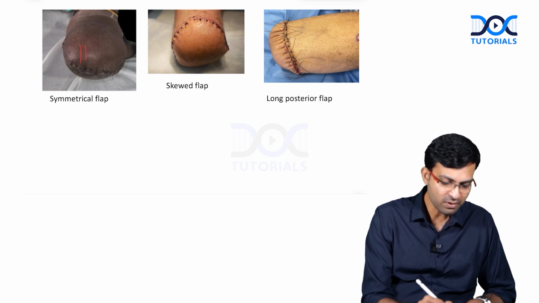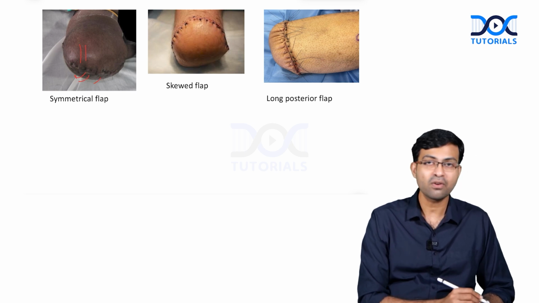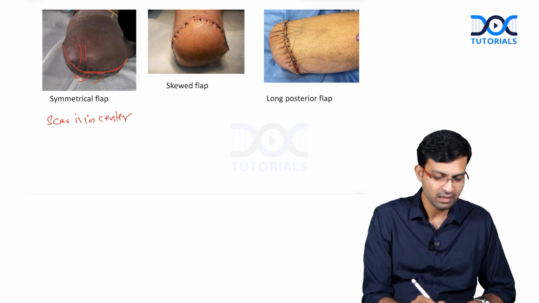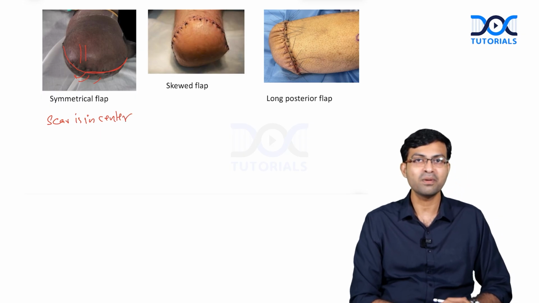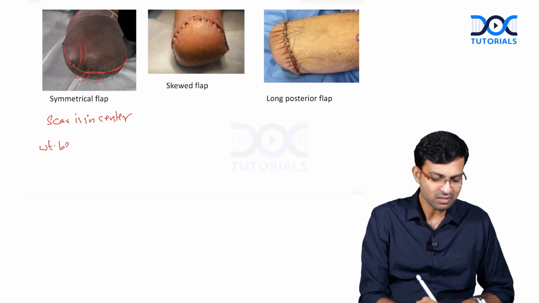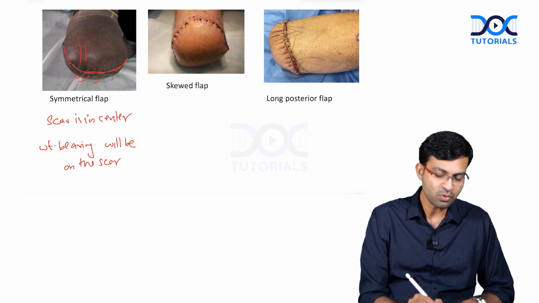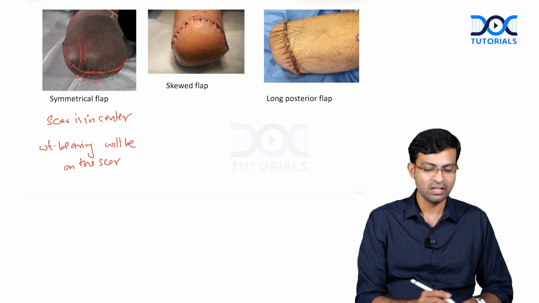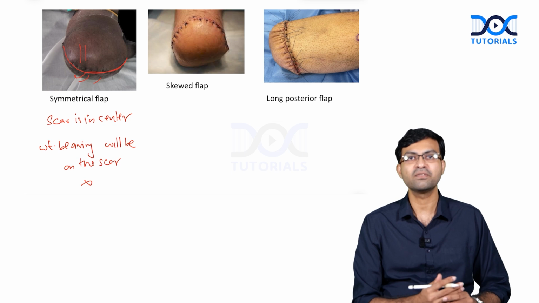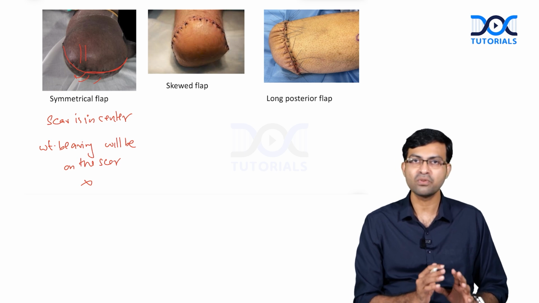Here the anterior flap and the posterior flap both are of equal length. So what will happen? You get a beautiful stump like this where the scar is in the center. This looks very nice, but there is a problem. What happens when you put the prosthesis? Weight bearing will be on the scar. So is it good or bad? This is not good, isn't it? So it is not used nowadays unless it is essentially required. If there is no other go, we do this, otherwise we do not do this.